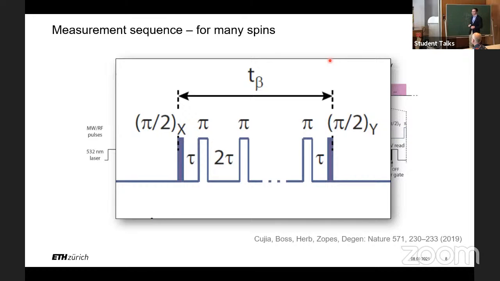Typically, those measurements were done at 200 millitesla. So small fields for the NMR guys, large fields for us, but yeah.